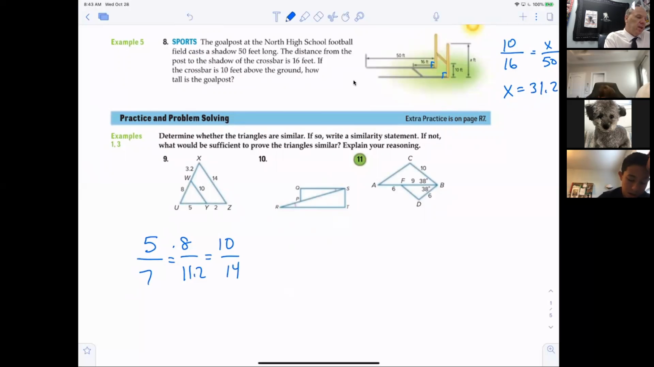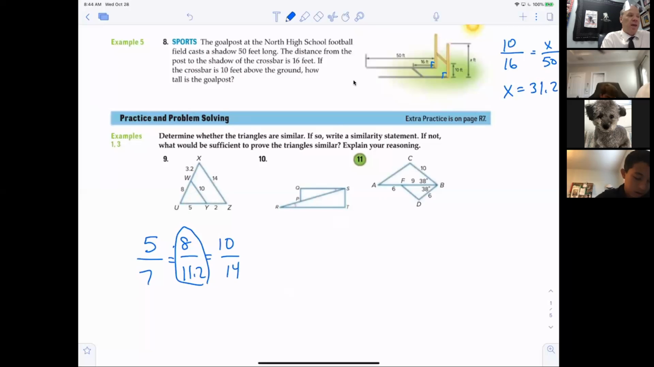Now, obviously, 10 over 14 is 5 over 7, but the problem is 8 over 11.2. So you take your handy dandy calculator, do 8 divided by 11.2, math, enter, enter, and hopefully it's 5/7. Is that 5/7? It is. Yes, I think it is. I think you're right. Now, again, I'm telling you just how to use your calculator now.